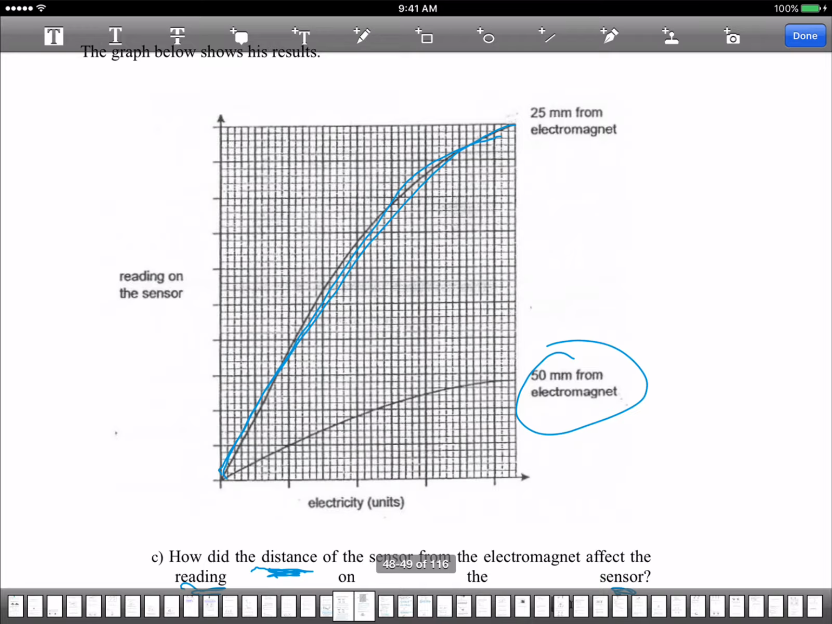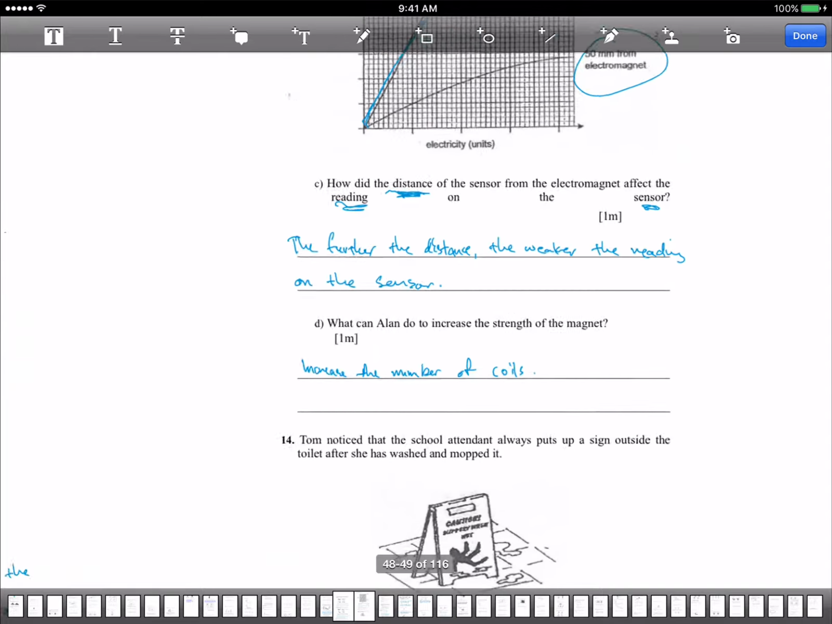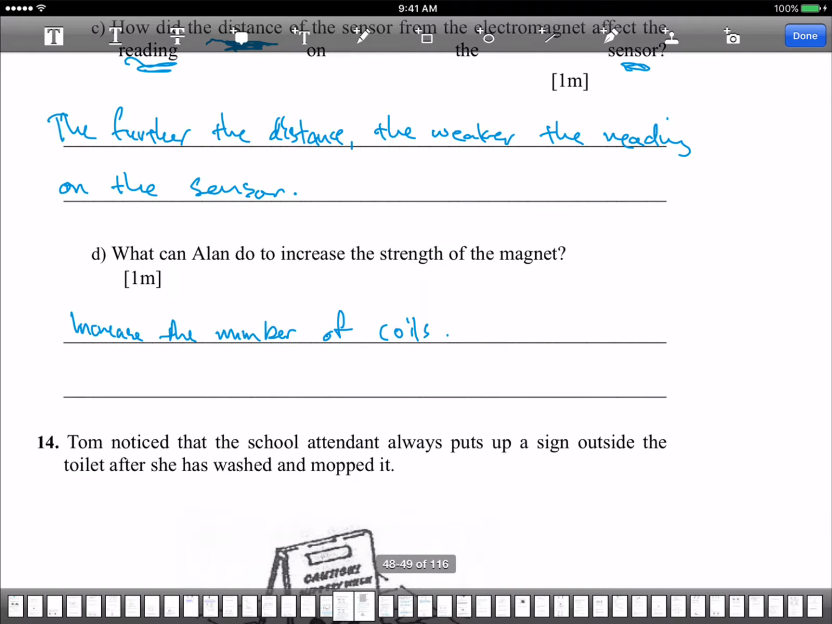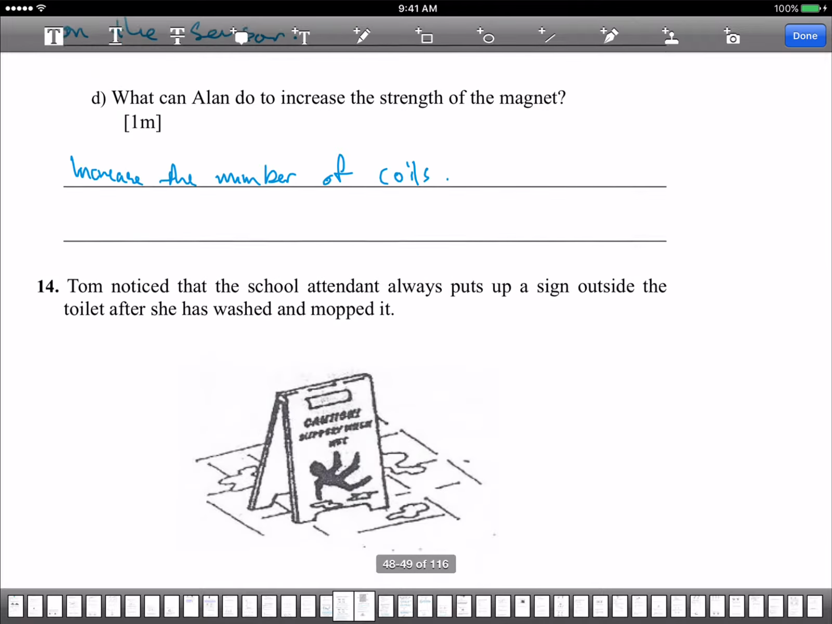Right, next. Okay, next. What can Alan do to increase the strength? You want to increase the strength, you increase the number of coils. Okay? Electricity, yeah? Use more electricity. Okay, next one.